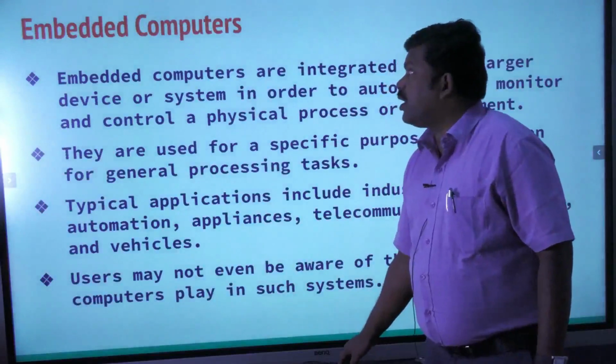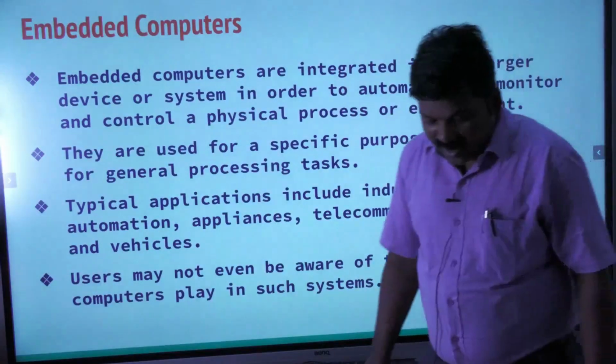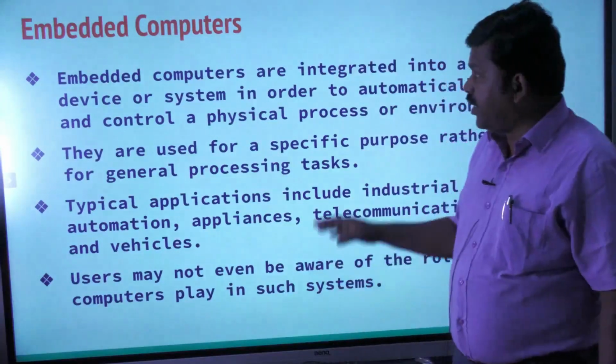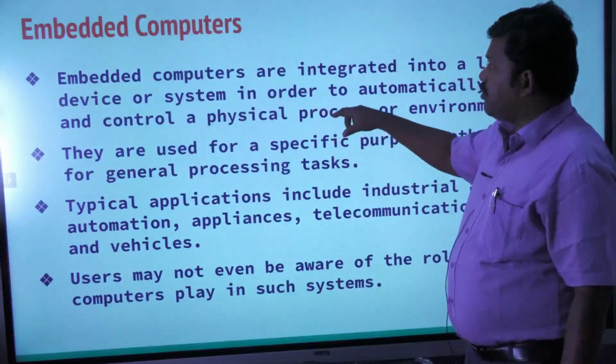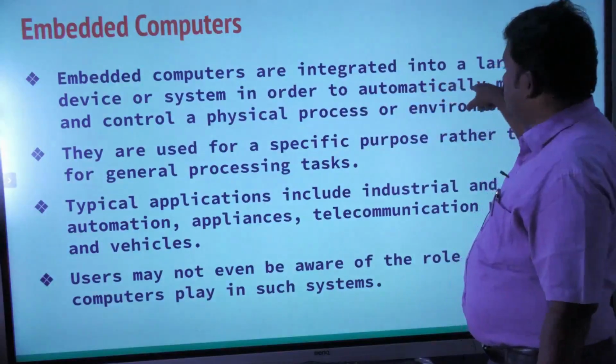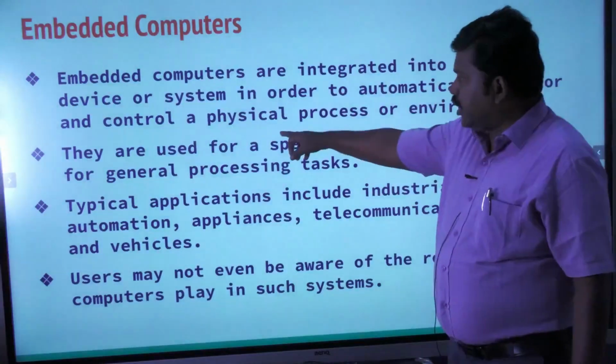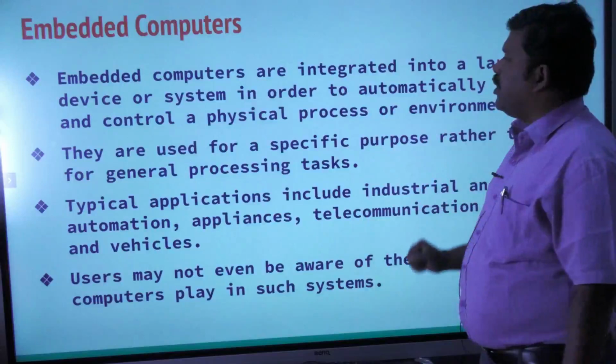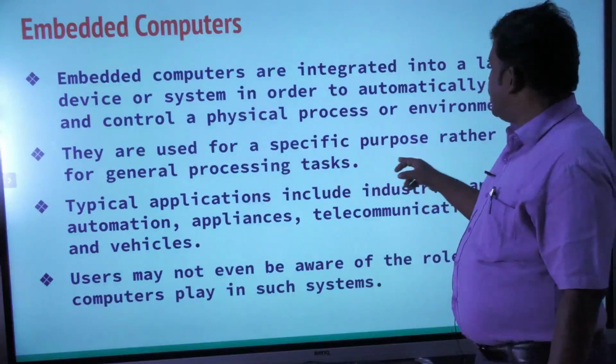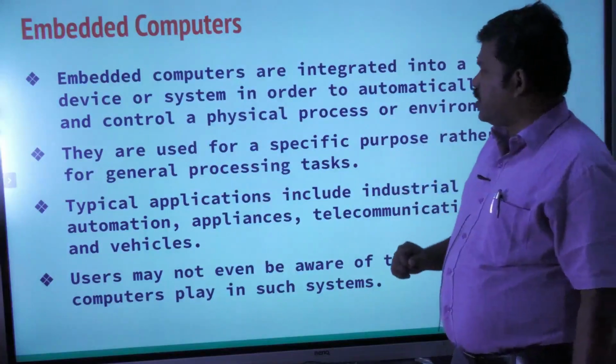We will see one by one. What are embedded computers? Embedded computers are special purpose computers that are designed only for a particular purpose. Embedded computers are integrated into a larger device or system in order to automatically monitor and control a physical process environment. They are used for specific purposes rather than general processing tasks.